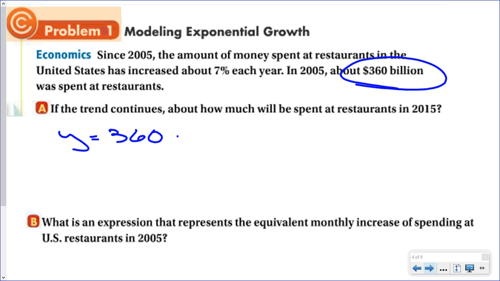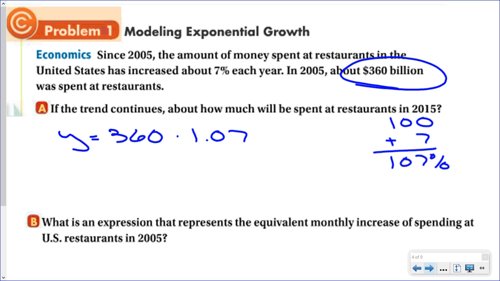Now I need my growth factor. Your growth factor works like this. If it increases 7%, that means it started off with 100%. So if it increased by 7%, that'd make it a total of 107%. All right. So change a percent into a decimal by moving the decimal 2 spots. So 1.07 is your growth factor.